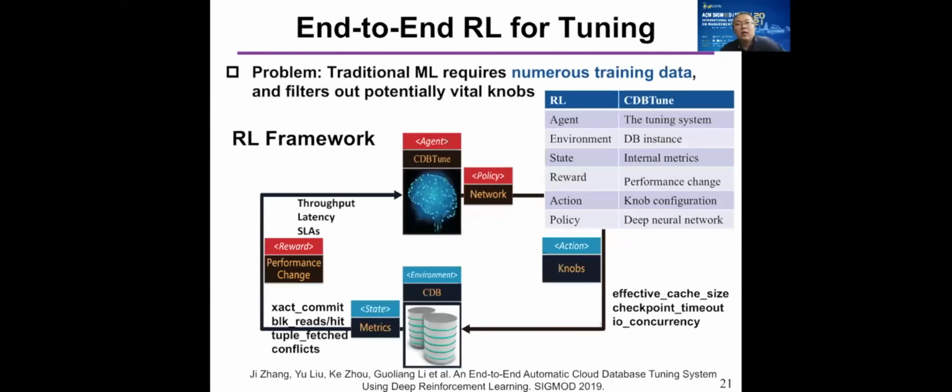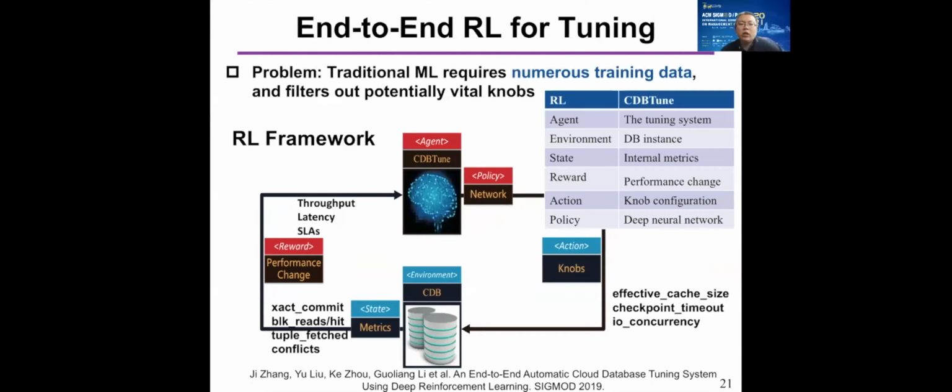The next method is end-to-end reinforcement learning for tuning. The basic idea is that we want to utilize reinforcement learning to tune the knobs. Given a database system, we have a tuning agent, which is our tuning algorithm. The tuning agent will apply some action. The action means that we want to increase or decrease the value of some knobs.